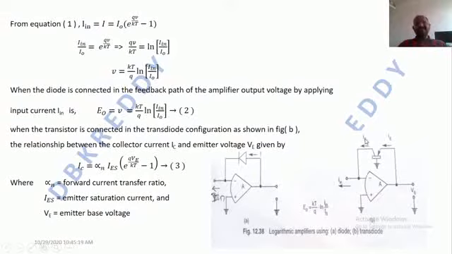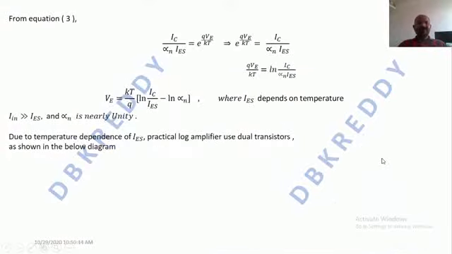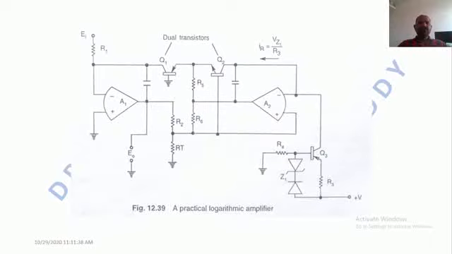So to avoid that, instead of using one transistor as a diode, which is called a trans diode, I am going with the dual trans diode. Why are we going with the dual trans diodes? It is just because the IES value depends on the temperature. Are we clear? So the dual transistor diagram looks like this. Now this is a dual transistor.